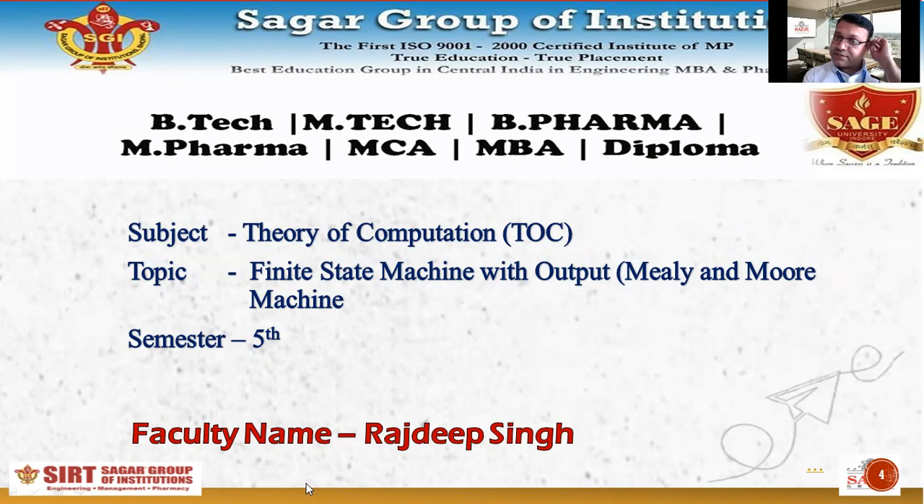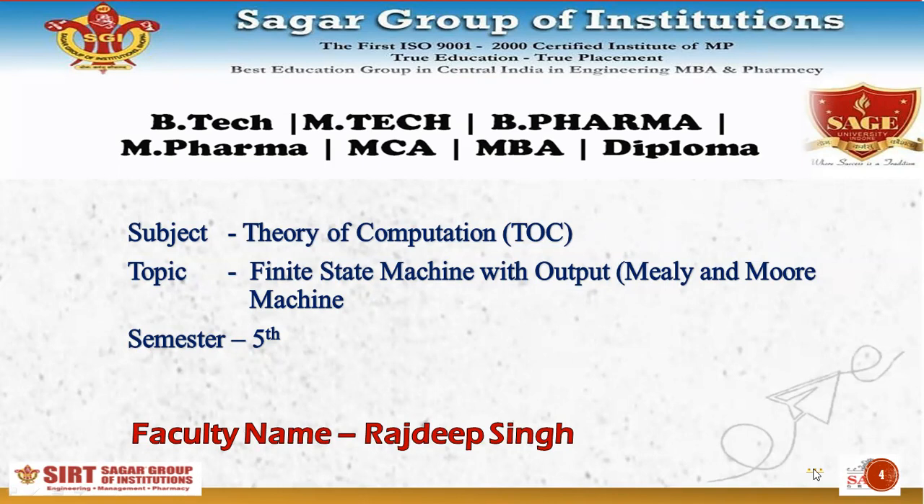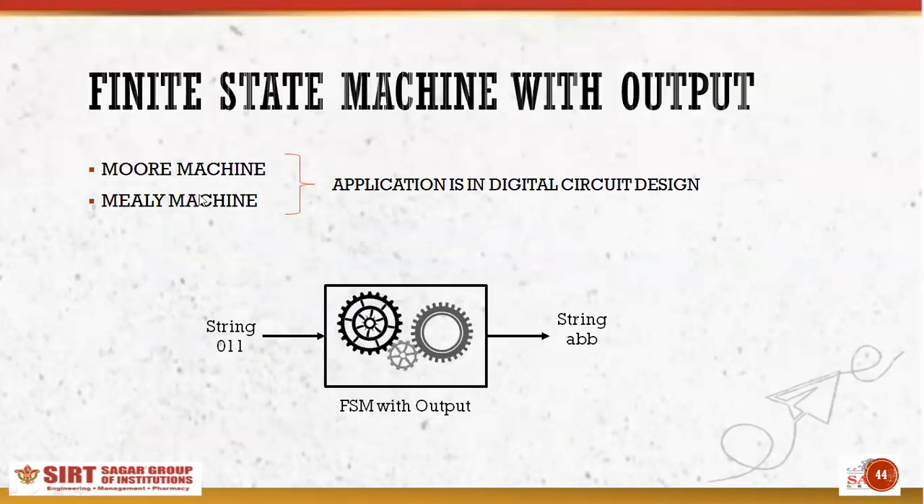Under this classification, we are going to study two machines: Mealy machine and Moore machine. The main application of these machines is in digital circuit design. As you can see here, for your understanding, I have written that you are giving some set of input string on the input side, and when you get a particular output string as per your requirement, it is called a finite state machine with output.